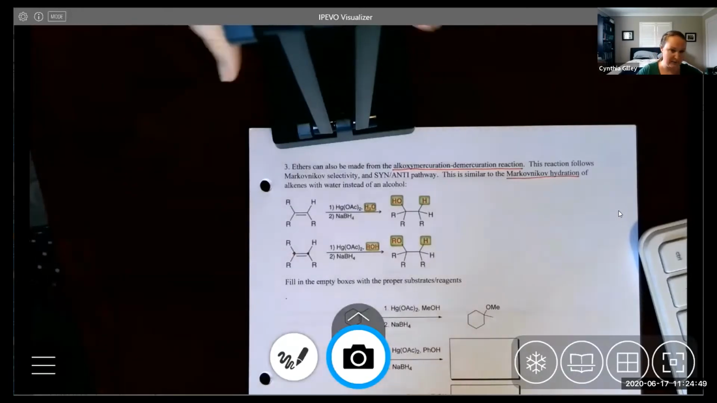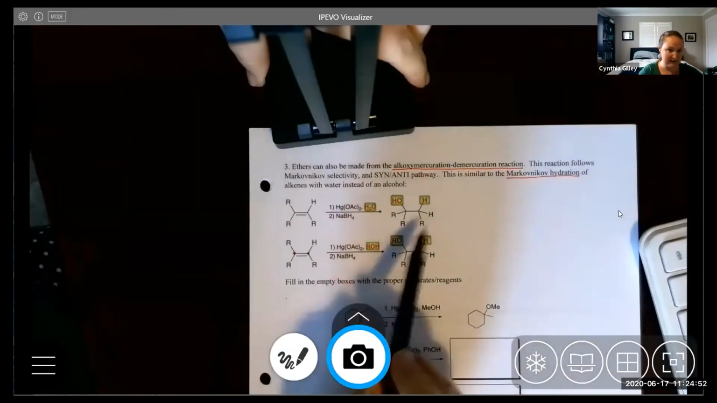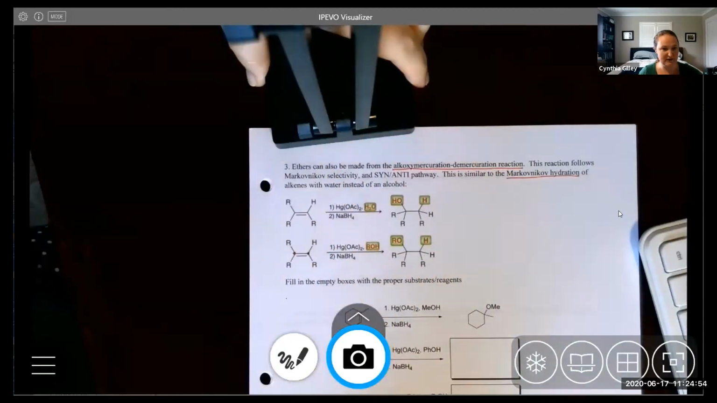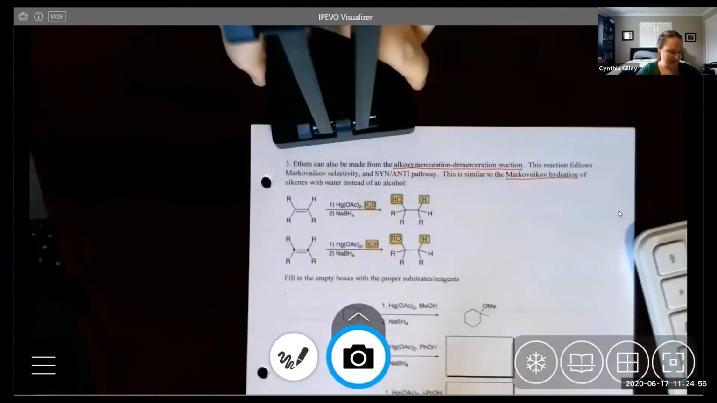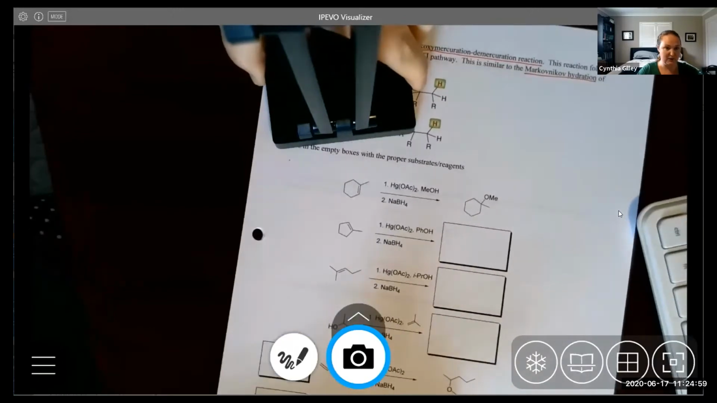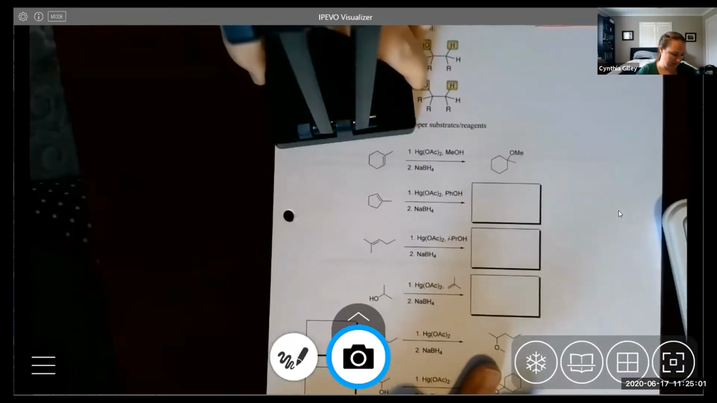So let's look at some examples that don't have R groups. I hate R groups. They're confusing, right? So we want to look at some actual examples here of the reaction.